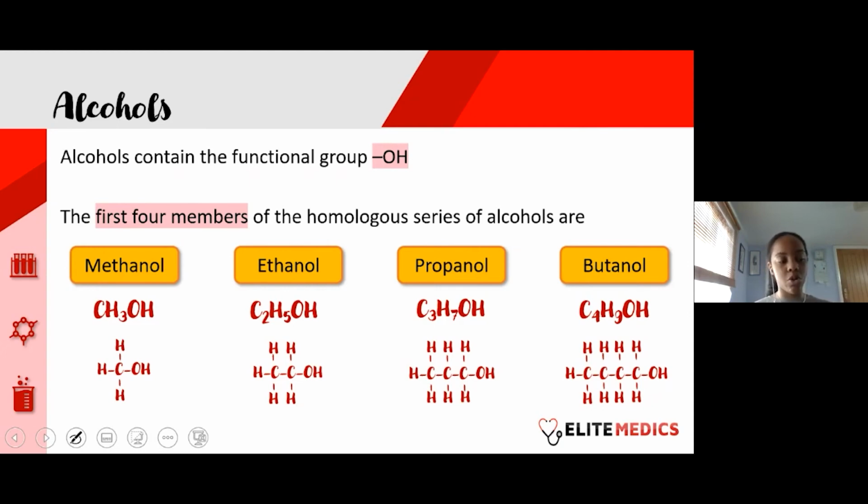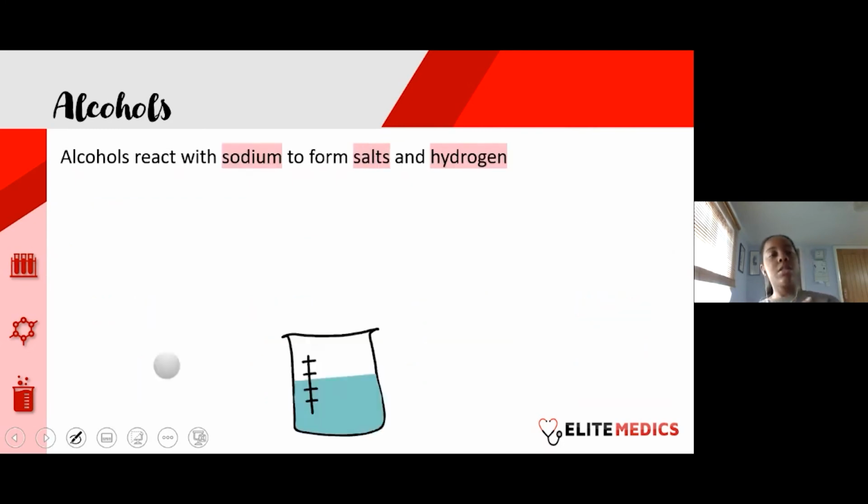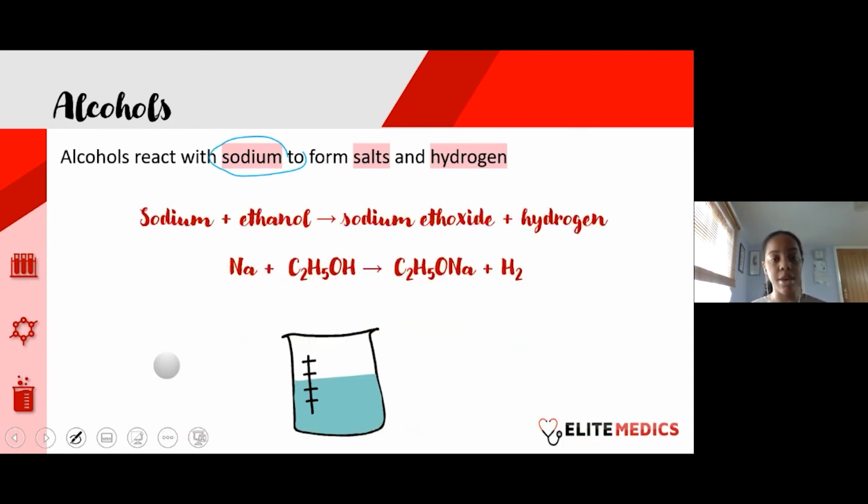Now we're going to move on to how an alcohol reacts with other substances. Okay, so these are a set of reactions that we'll need to know for our exams, especially how it would react with sodium. Okay, so if you put a ball of sodium into an alcohol, this is going to make a salt and a hydrogen. Okay. In particular, this is the chemical formula that it will form.